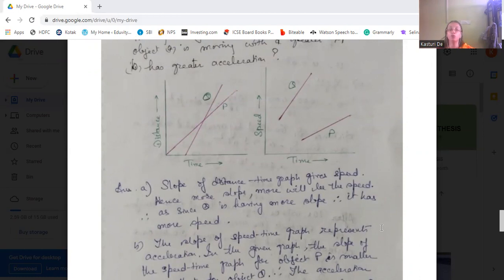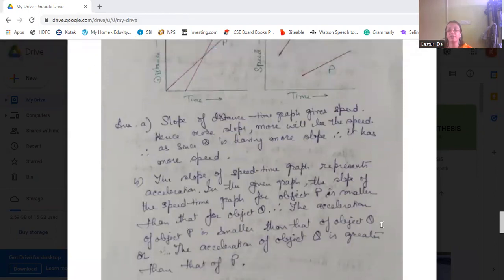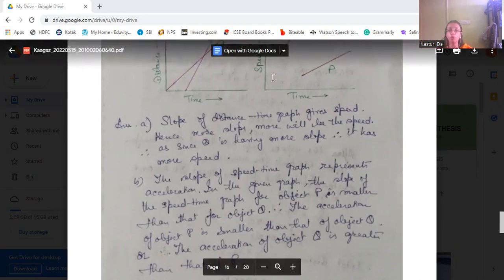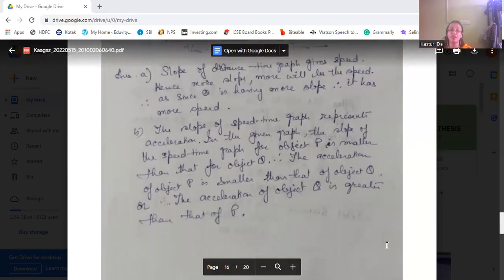Now next we will move on to the speed-time graph. That is the B portion, where the slope represents acceleration. In the given graph, the slope of the speed-time graph of the object P is smaller than that of Q. Q has more slope than P. So the acceleration of P is smaller. The slope is directly proportional to the acceleration of the object. More slope, more acceleration. Less slope, less. So P has less slope, so less acceleration, and Q has more slope, so more acceleration. So the acceleration of the object Q is greater than that of P.